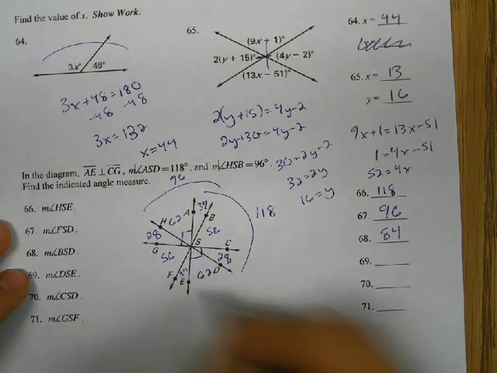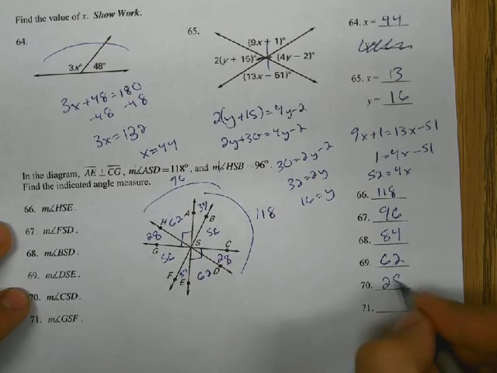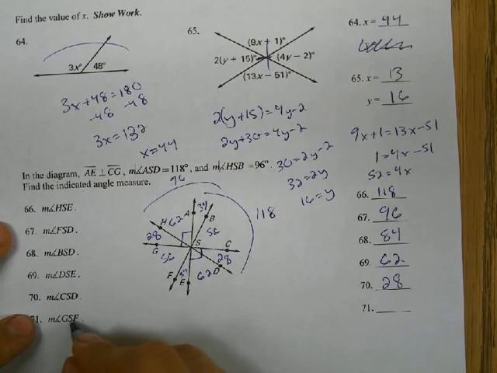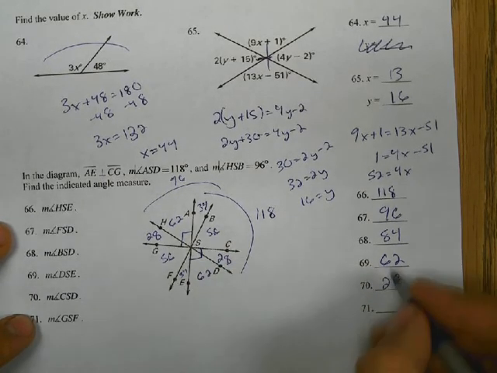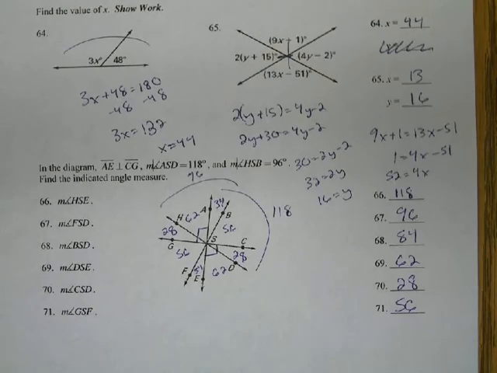DSE, 62, we have it listed. CSD, 28, again we have it listed. And then GSF, 56. And that's it. I would do all the angles first, and then answer the questions second.